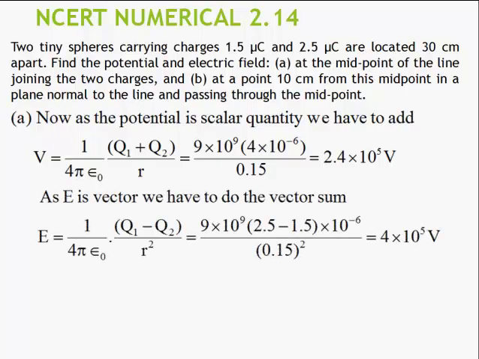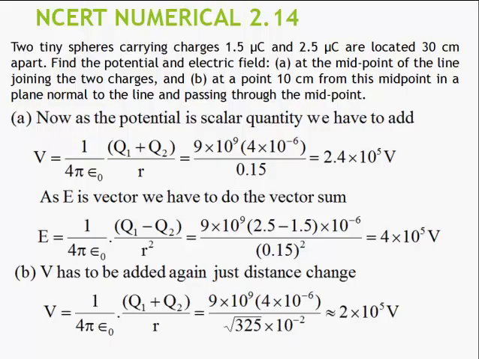Second part, it says you have to find the electrical field. Now remember, within two similar charged bodies, the electrical fields oppose each other. So it will be Q1 minus Q2. We try to find the same value and we get it. In second case, what it states is the distance of 10 centimeter from midpoint. So distance of either point from the charge will become root 325.